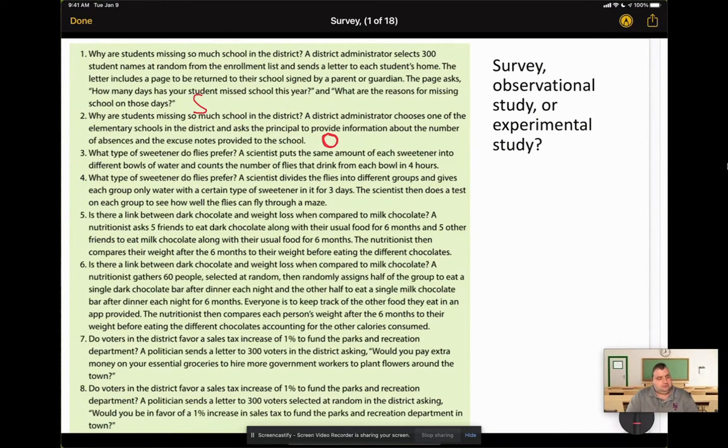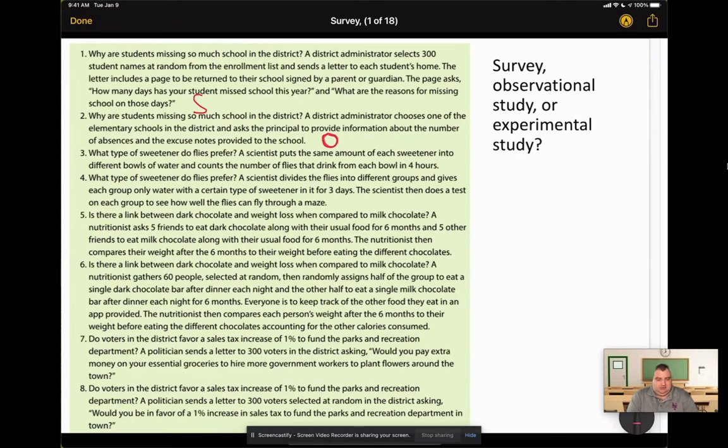Okay. Number 3, what type of sweetener do flies prefer? A scientist puts the same amount of each sweetener into different bowls of water and counts the number of flies that drink from each bowl in 4 hours. Okay? This one's kind of tricky because the participants are not human. The participants are flies. Okay?